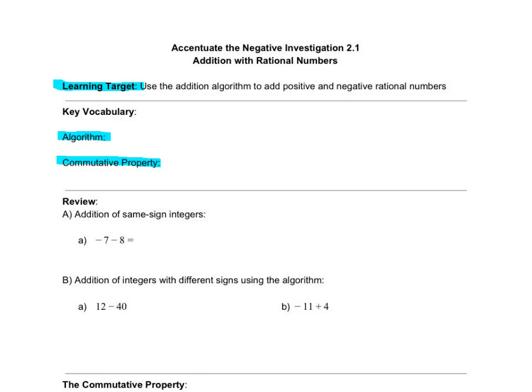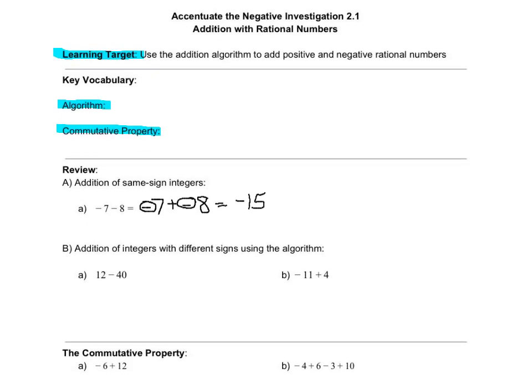Immediately we see negative 7 minus 8, and the first thing we think of is, wait a second, we need to turn that into addition like we've been doing. So we always keep the first number the same with subtraction problems, and then we add our opposite. Now I've turned that into negative 7 plus negative 8. Now that we have two negative numbers added together, our algorithm here is just to add like normal and keep the same sign. This should be review from last week, but it's just a good reminder.